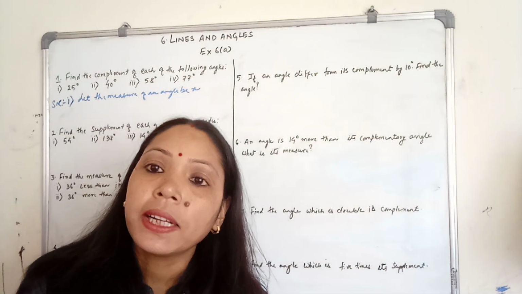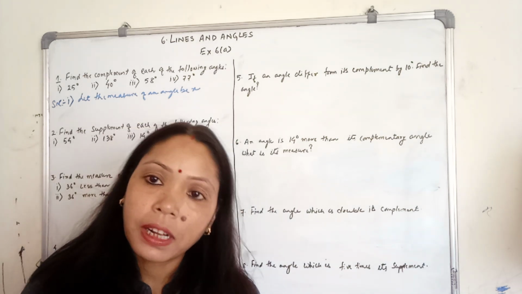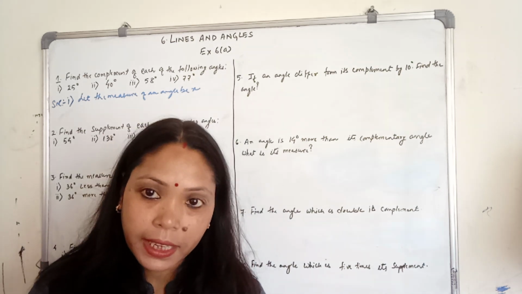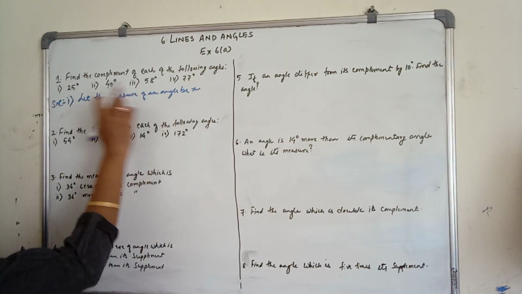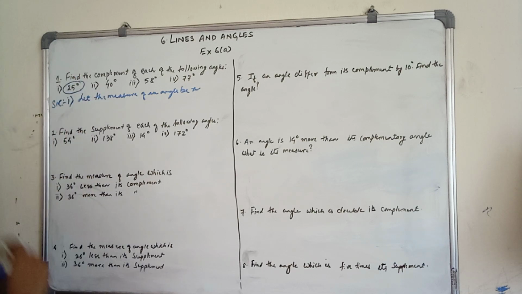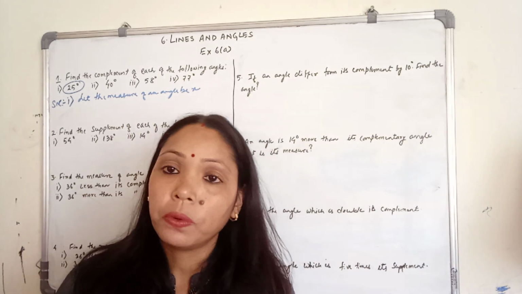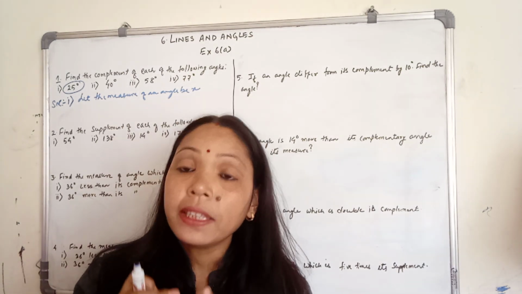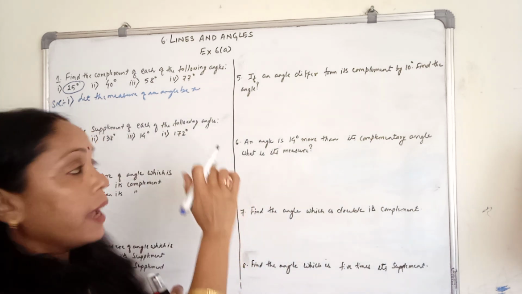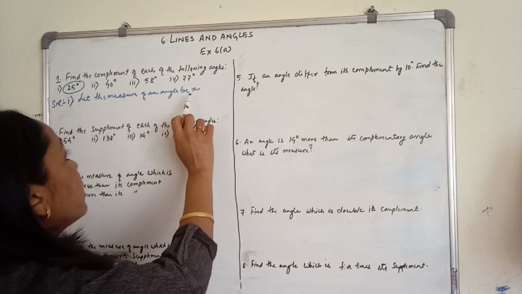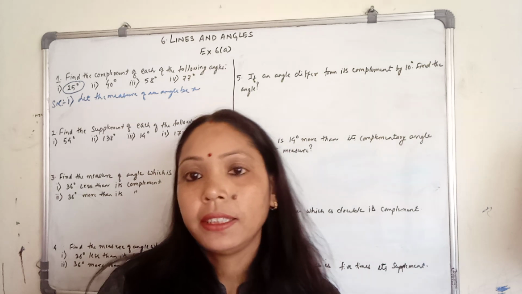Now find the complement of each of the following, that is 25 degree. It means we have to find the complementary angle for 25 degree. And complementary angle means the sum of the angles is 90 degree. So one angle is given, that is 25 degree. Another angle is x, we don't know. Now we need to find the value of x so that the sum of this x and 25 degree will give you 90 degree.